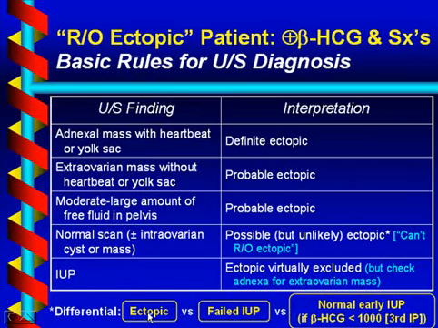Now, in the one situation above, where we have a normal ultrasound in a rule-out ectopic patient, the differential is really what it started at before we did the ultrasound: either an ectopic that we're not seeing, or a failed intrauterine pregnancy, or a normal early intrauterine pregnancy, at least if the beta HCG is less than 1,000.